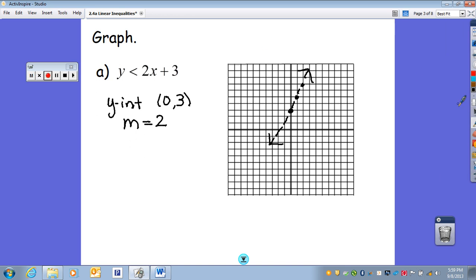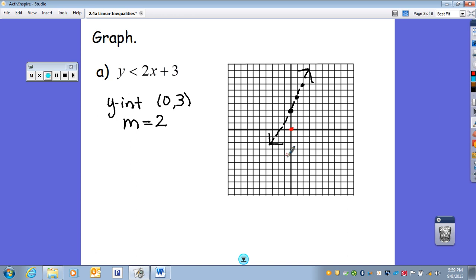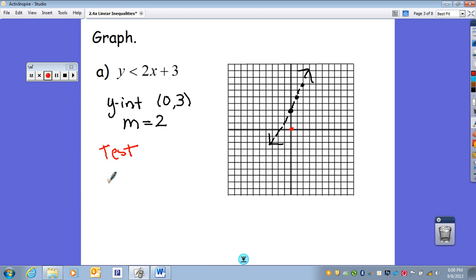Now, one of the best points to pick would be the origin, (0, 0). So I'm going to pick that point right here, and I'm going to test to see if the point (0, 0) is a solution. To test it, we simply plug both of those values into our inequality. So is 0 less than 2 times 0 plus 3? Is 0 less than 0 plus 3, which is 3? 0 is smaller than 3.